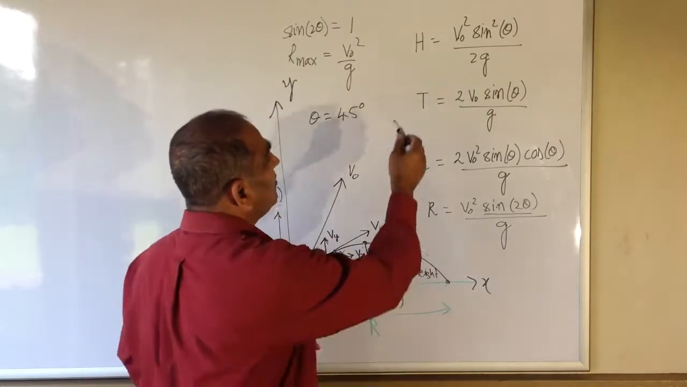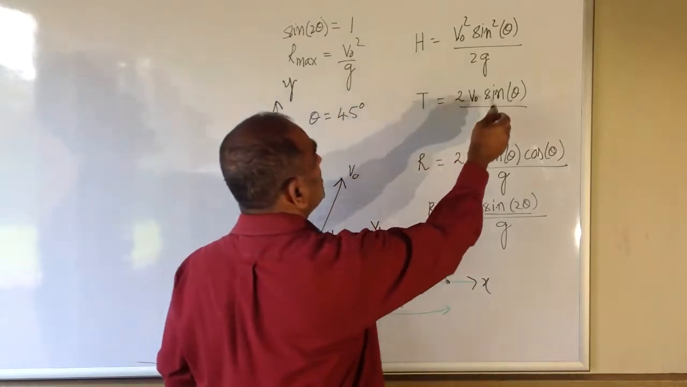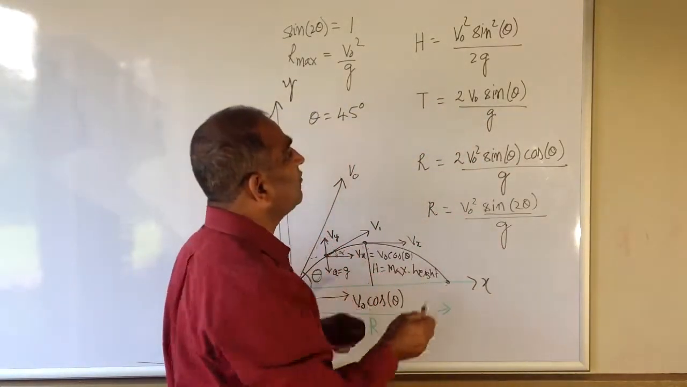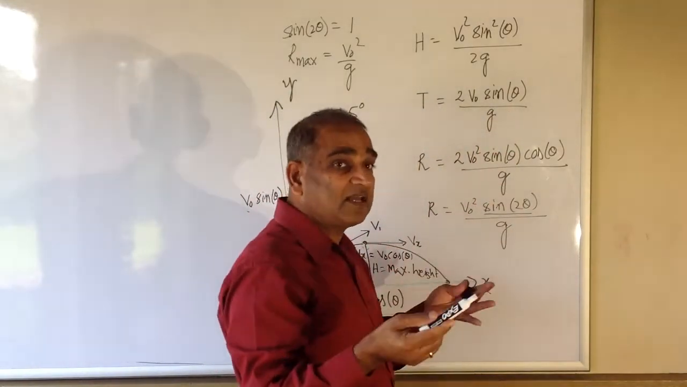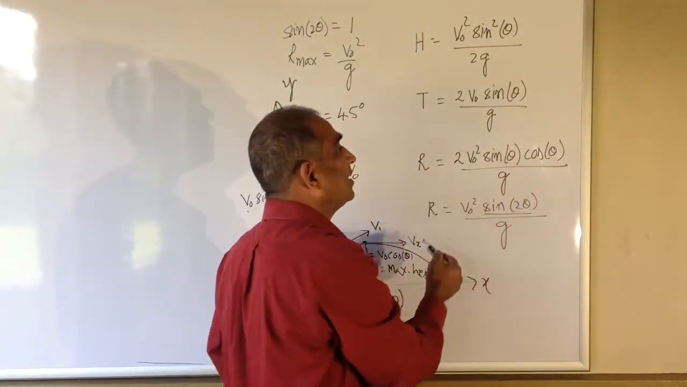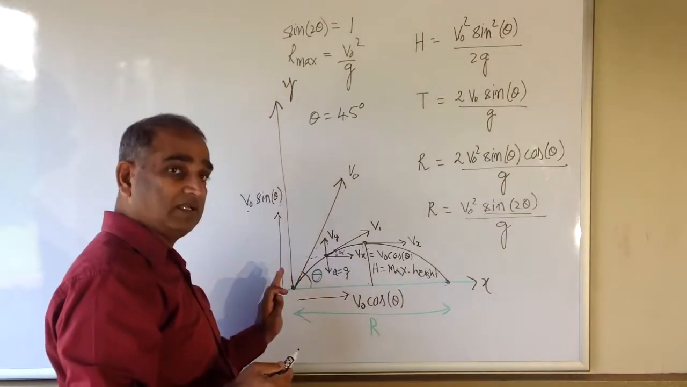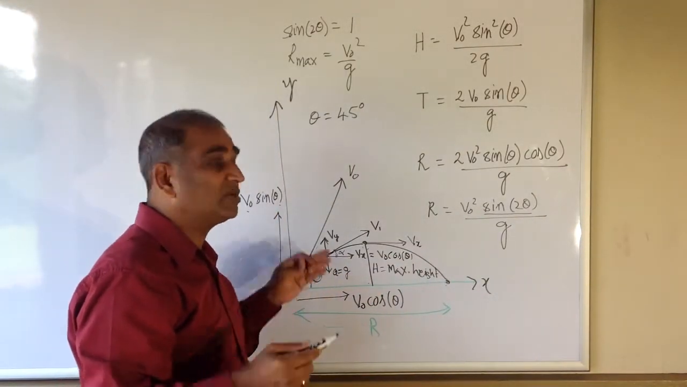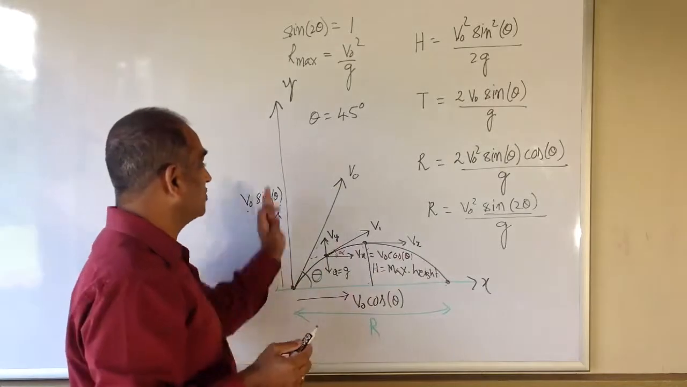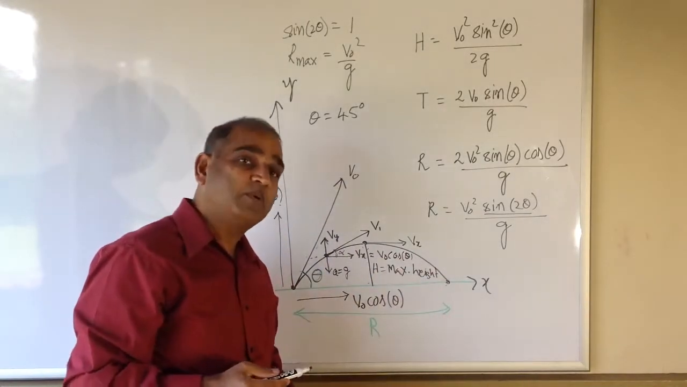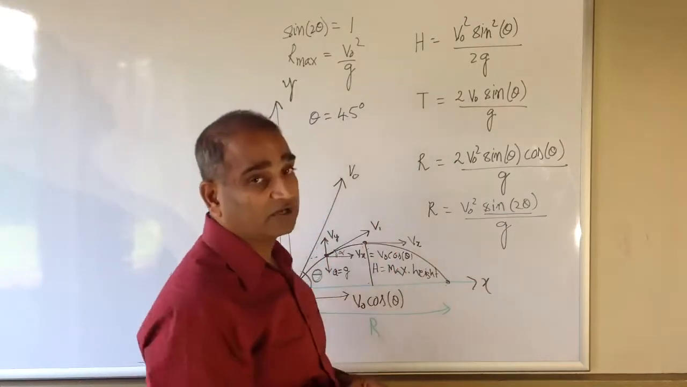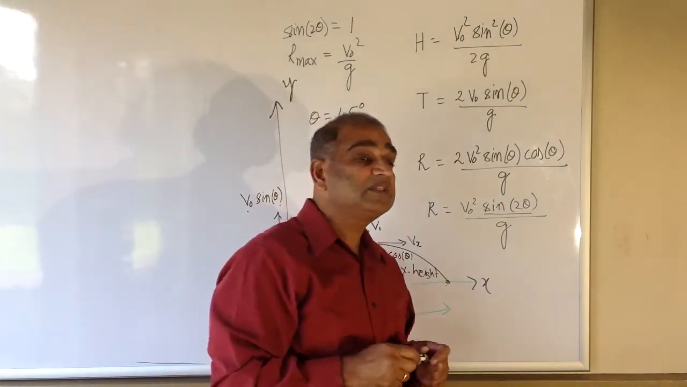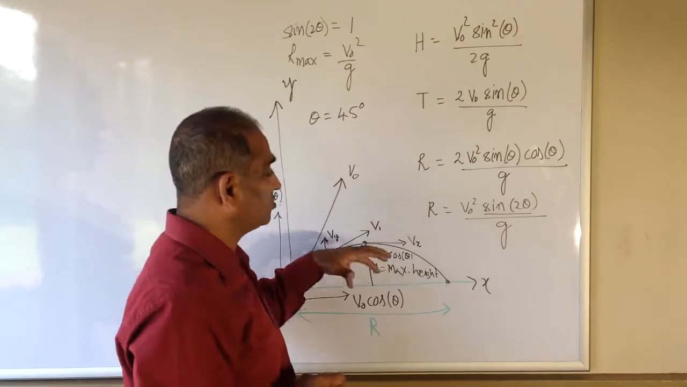Now, the time of flight is 2 v naught sine theta over g, and time of flight will be maximum when sine theta is maximum. And sine theta is maximum when theta is 90 degrees. Again, 90 means vertical motion. That we are not going to discuss, because we are going to discuss two-dimensional motion, upwards and horizontal, both. So therefore, we have a maximum range when theta is equal to 45 degrees. So this is how you deal with this motion.